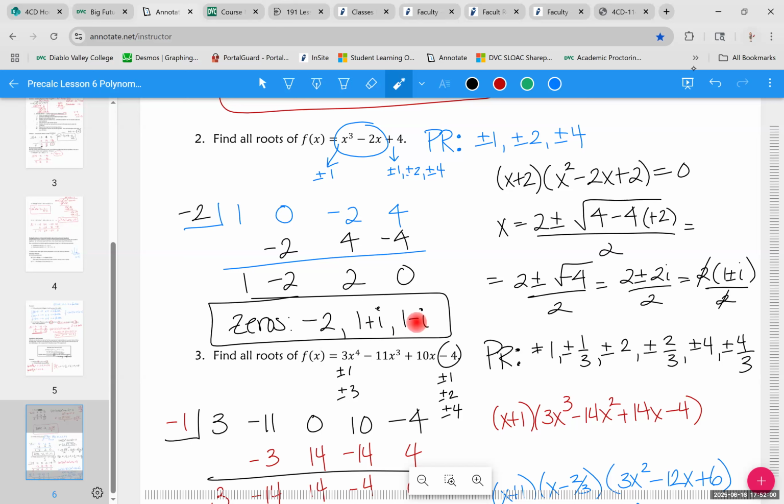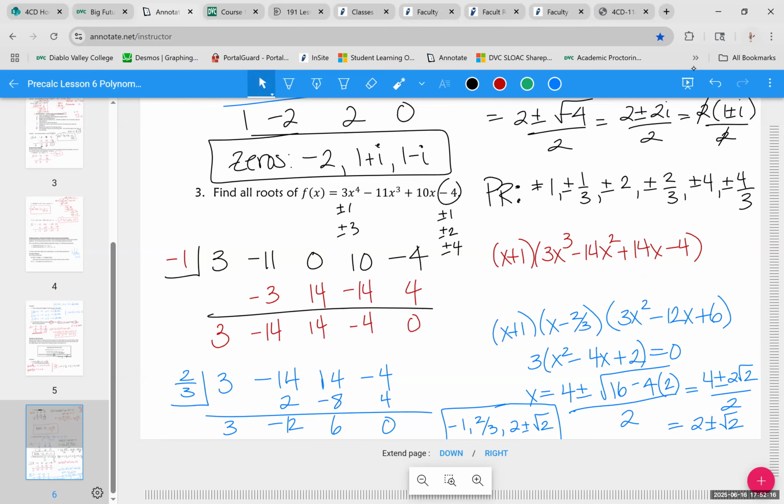So my remaining zeros. Keep in mind, if we were graphing this, these would not be graphable. That means these are not x-intercepts, only this one would be. Okay. Last but not least, we had this long one. Lots of possible fraction roots. I felt like, oh, this is going to be easier because I got -1 to work.